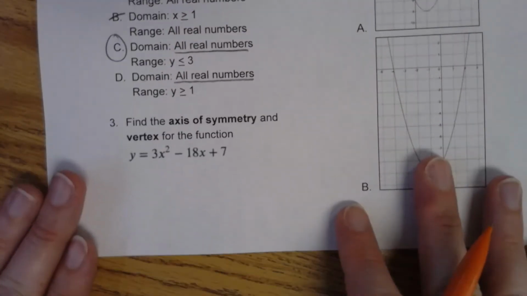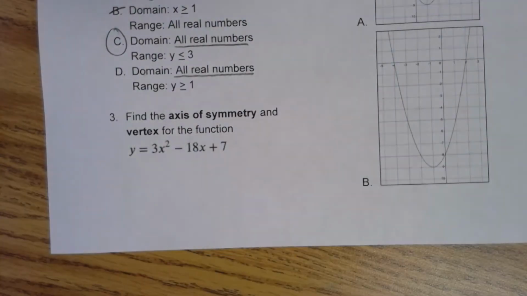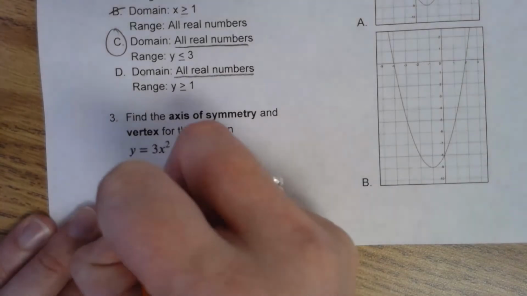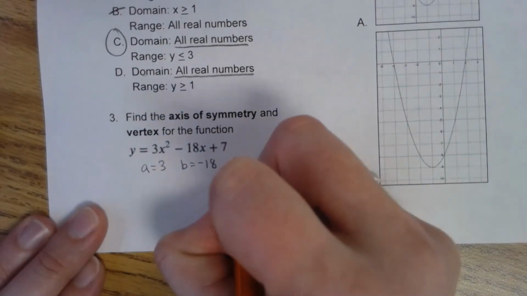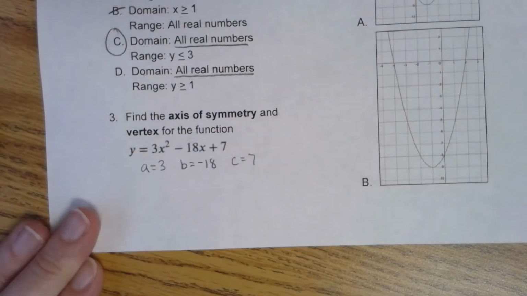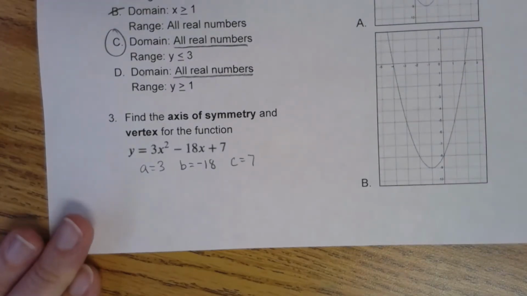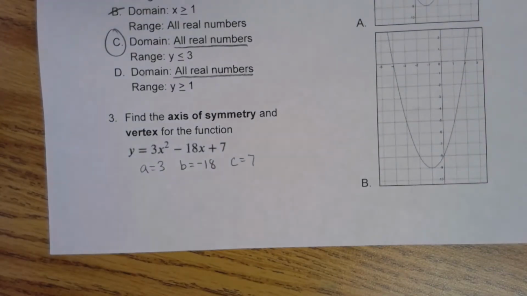Let's look at question number 3. We're going to find the axis of symmetry and vertex of this equation. Because this is in standard form, we'll need the axis of symmetry formula, negative b over 2a. So in order to do that, we need to start with our a, b, and c values. So a is 3, b is negative 18, and c is 7. We don't really need the c, but it's good to go ahead and list it.